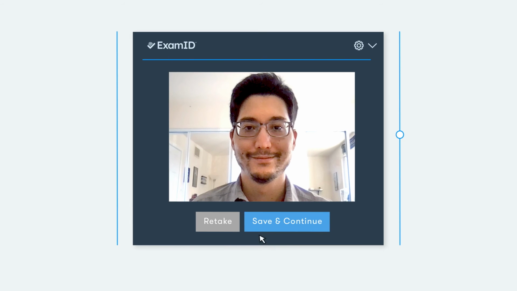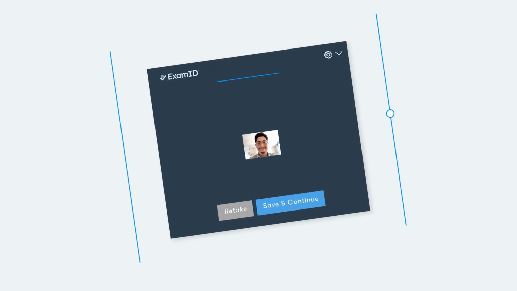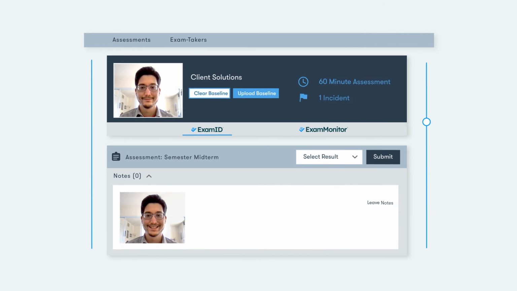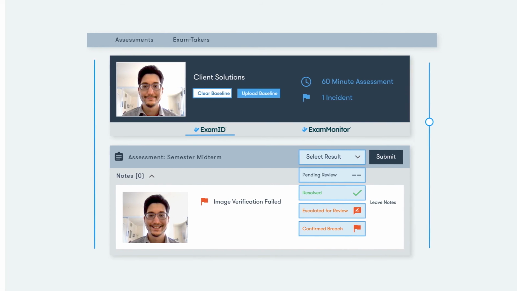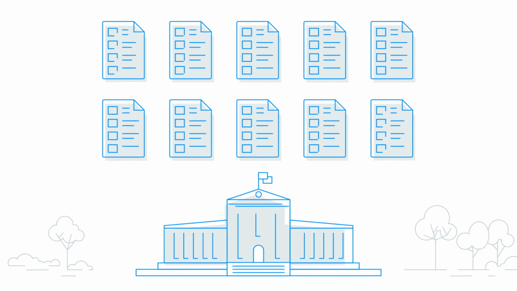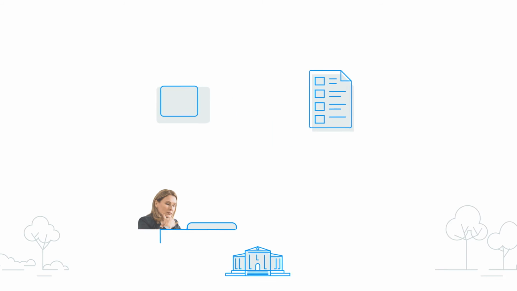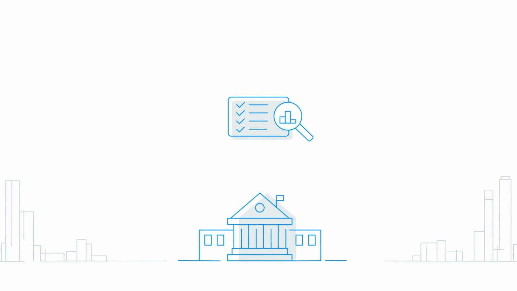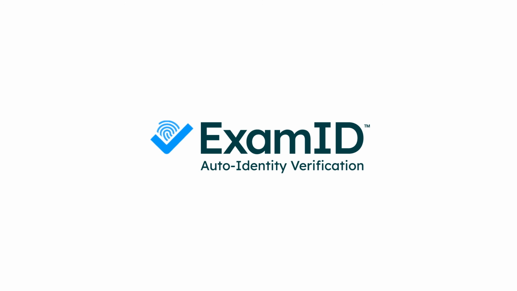On exam day, each exam taker will take a new image that is then compared to their previously approved baseline photo. Educators can then review each image and determine whether there are identification anomalies. Regardless of whether your institution is delivering an exam to a large group or small, an in-person assessment or remote, ExamID can provide the information you need to detect integrity breaches and provide documented evidence of exam taker impersonation.